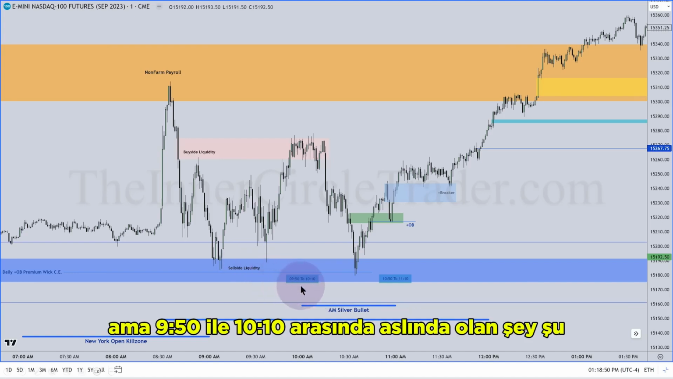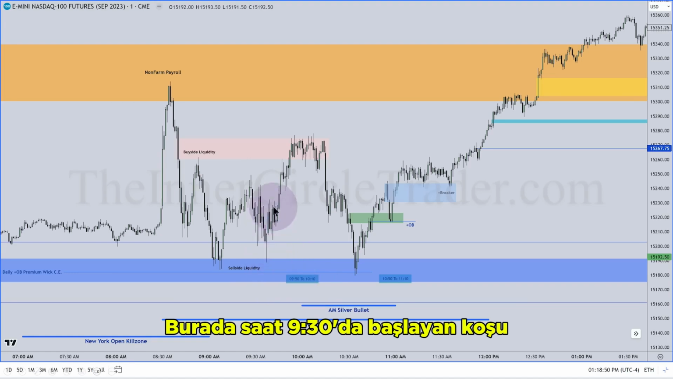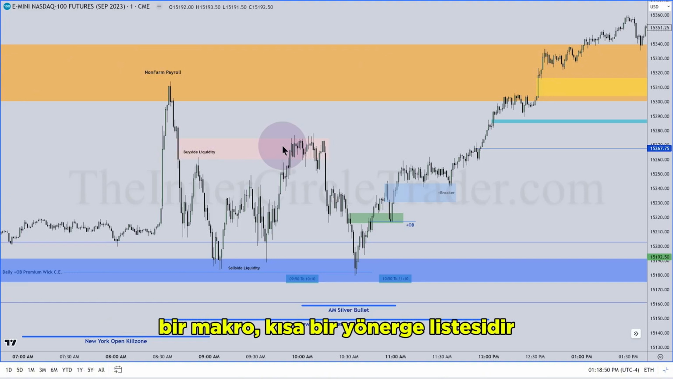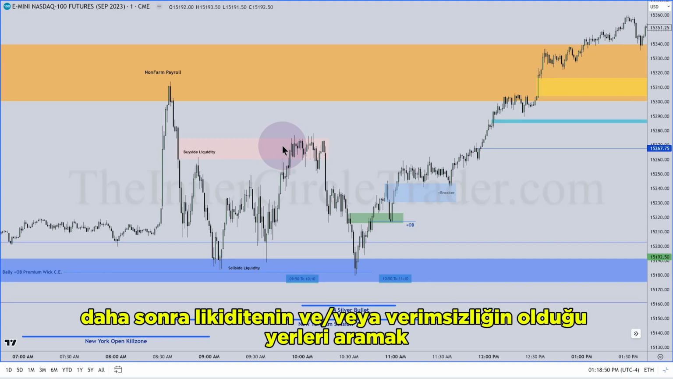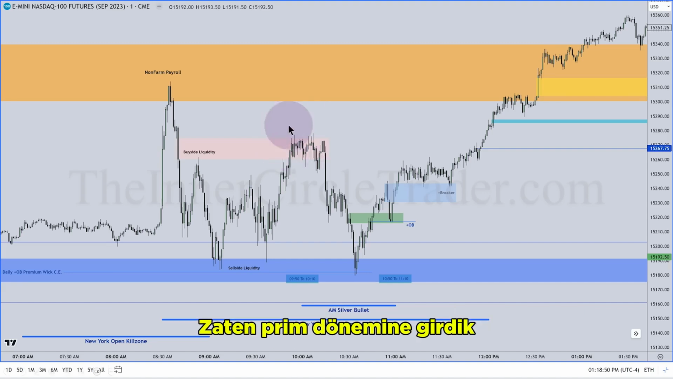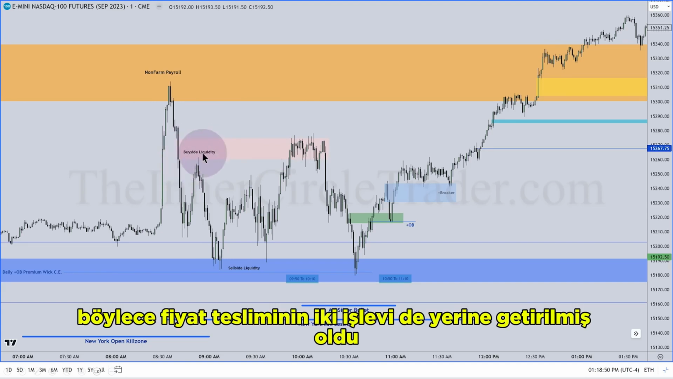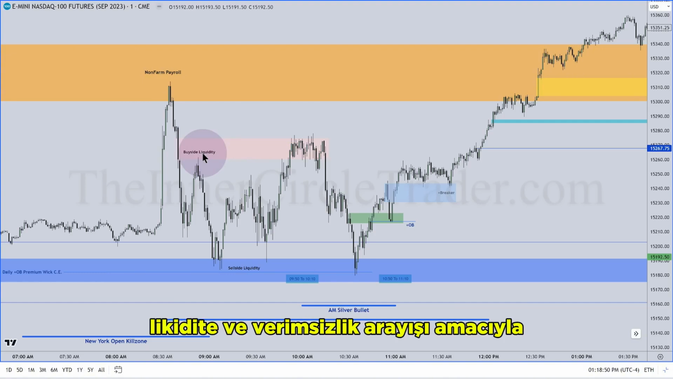But at 9:50 to 10:10, what is actually happening is the run that starts at 9:30 here goes into the liquidity here. So now we start a macro between 9:50 and 10:10. A macro is a short list of directives that the algorithm will run. It's like a small little list of orders that it has to do to then seek where liquidity and or inefficiencies are. We've already went into a premium relative to the high and low. We're into inefficiency, and we've already bumped buy side. So two functions of delivery of price has been met, both of them, for the purposes of seeking liquidity and inefficiency.